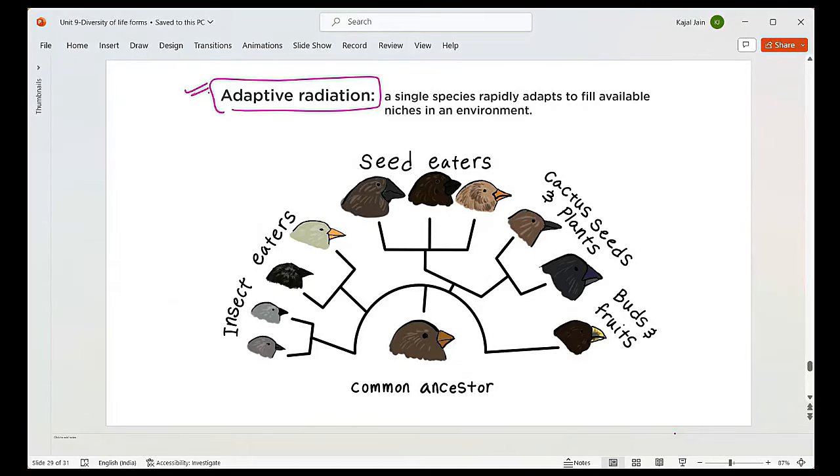A single species rapidly adapts to fill available niches in the environment. This is what adaptive radiation is. What is the meaning of this?